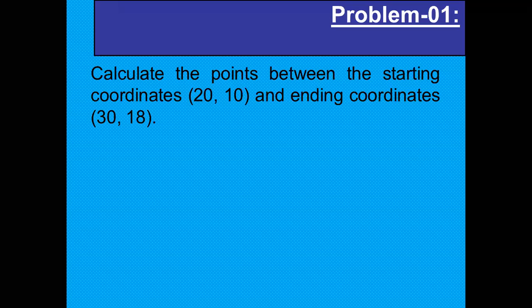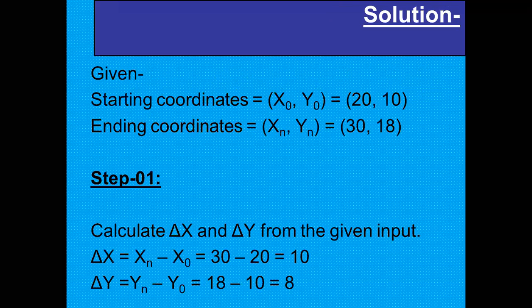Because there is no method mentioned here, you have the freedom. You can choose any method. You can adopt any method to calculate the points between the starting coordinates and ending coordinates. So these are the points here. Now you have to draw the line between these 2 points.